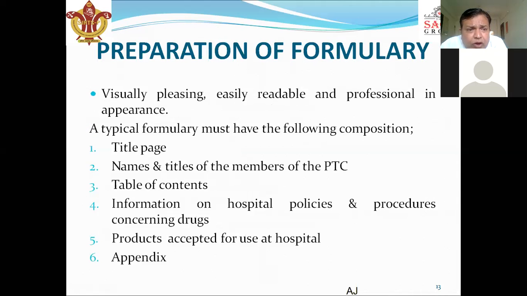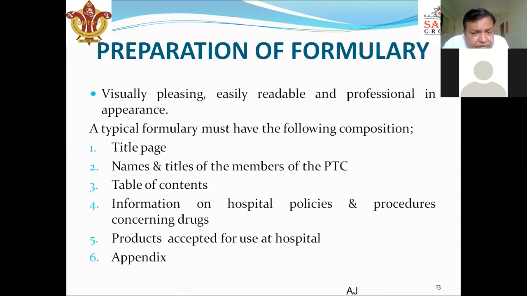Now, preparation of formulary. Visually pleasing, easily readable, and professional in appearance. That is important. And a typical formulary must have the following composition: title of page, name and title of members of PTC. PTC members only decide or form the formulary, so their names must be included at the top of the book or formulary.